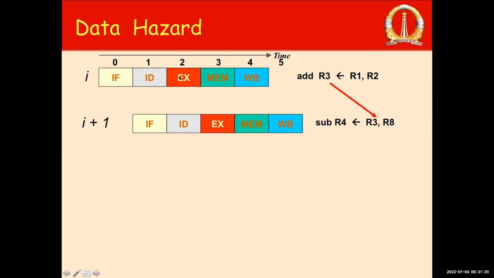Is the new value of R3, which is the addition of R1 plus R2, written in R3 at this particular time step? The answer is no, because this instruction would write the value in the destination register only in time step 4, whereas this instruction is trying to read that value from that register in time step 2, which is not possible, right? So this cannot be done. Therefore, the I plus 1th instruction has to be stalled.